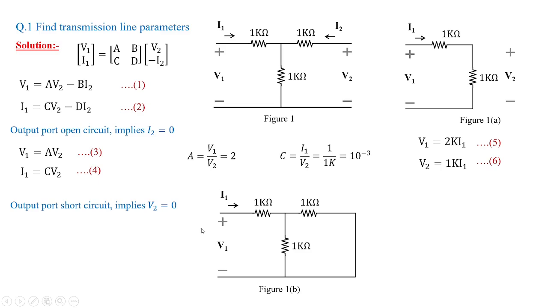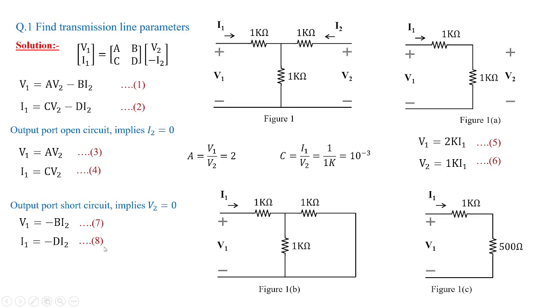Now we have the input terminals V1 I1 and substituting the value of V2 equal to 0 in equation 1 and 2 we are going to get V1 is equal to minus BI2. Let us treat it as equation 7 and I1 is equal to minus DI2. Let us treat it as equation 8. Now these two 1k are in parallel, it becomes 500 ohms.